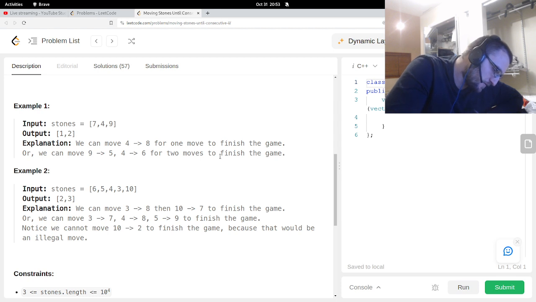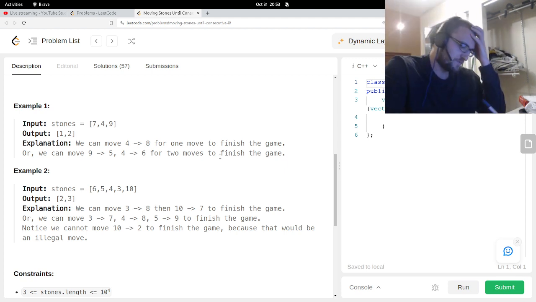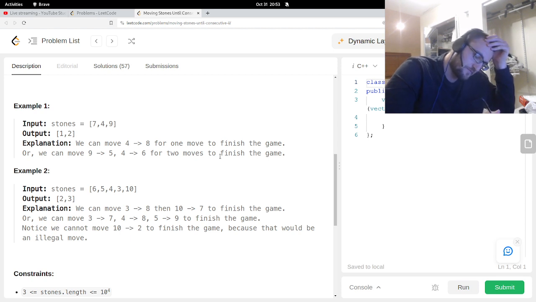4 moves. I can do 1 to 21, 2 to 24, 4 to 25, to 26. That would give me 20, 21, 22, 23, 24, 25, 26, 27. That would be 4 moves. I don't know if I can do better than that. It's probably about as well as you can do it.